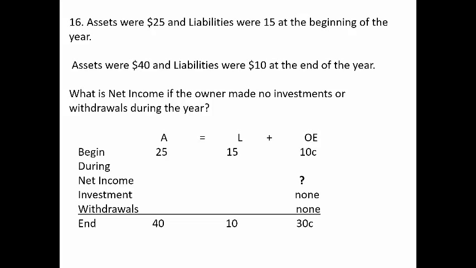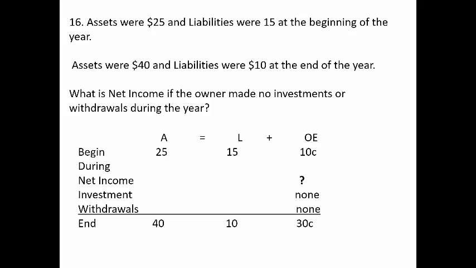If assets minus liabilities at the beginning of the year equals owner's equity, and owner's equity is 10 at the beginning of the year, and owner's equity at the end of the year is 30, then owner's equity went up by $20. So the question is, what made it go up? And now there's only four things altogether that can change it, right?